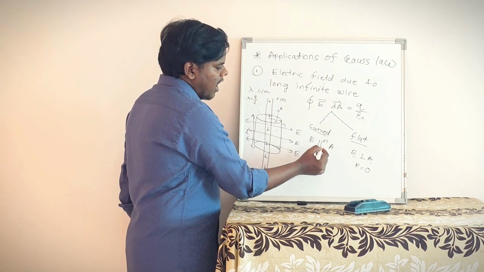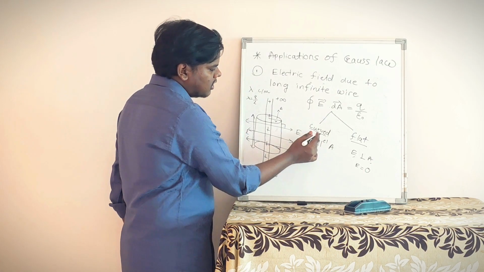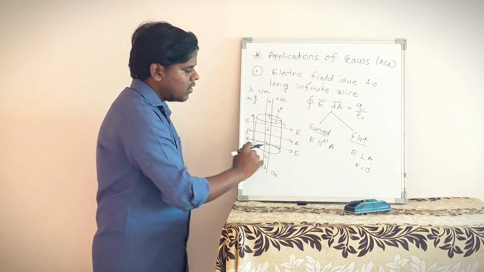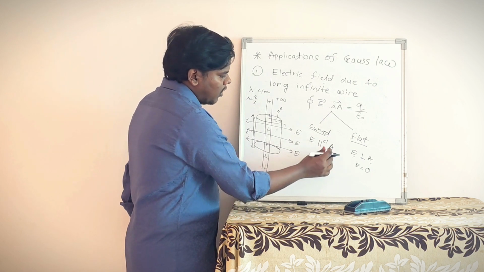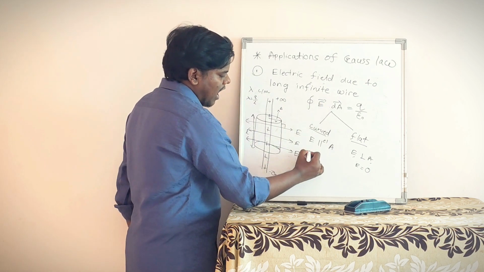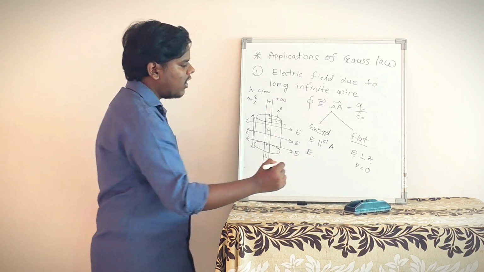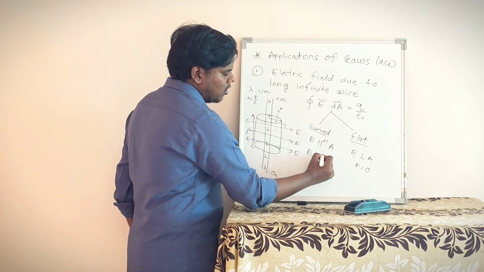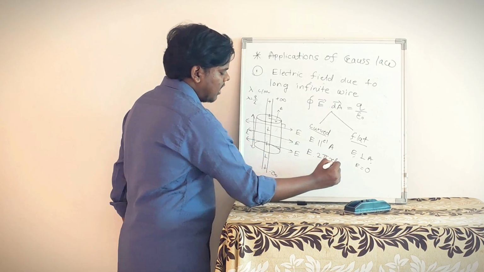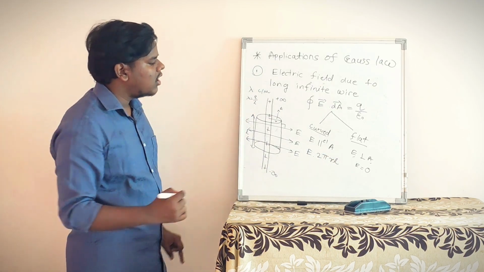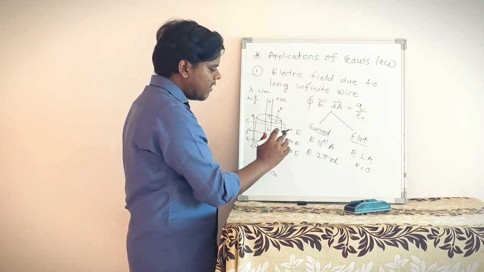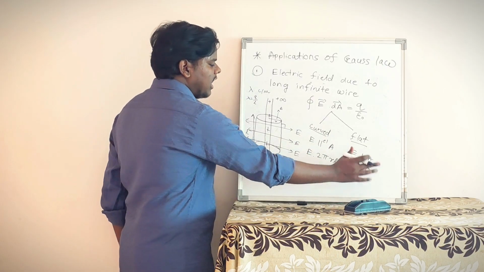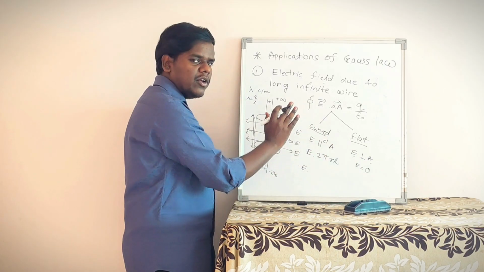So now we have only one part, this curved part. For this curved part, at every point the electric field is parallel to the area. So how can we write E dot A? The area of this curved part is 2 pi r L. This is length L, this is radius r. Due to the flat surface, the flux will be 0 because they are perpendicular.